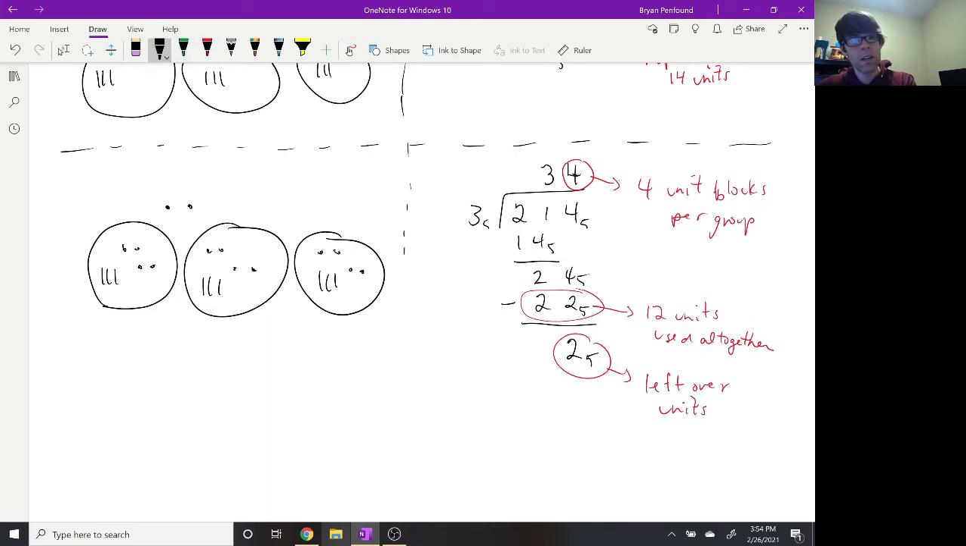Okay, and from here we can summarize. We can say that our answer is 214 divided by 3. We get 3 base 5 blocks and 4 units in each of those 3 groups, with a remainder of 2 units that we're unable to distribute into those 3 groups. There's our final answer, 3 4, with a remainder of 2 units.